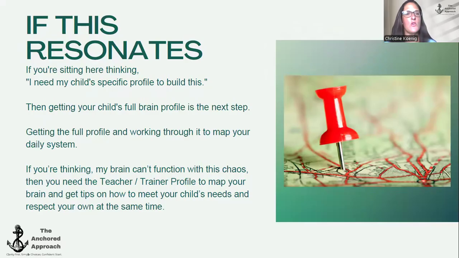So if this resonates with you, if you're sitting there thinking, I need my child's specific profile to build this, then getting your child's brain profile is the next step. It'll be working through the map for your daily system. So it's not generic. It is specific between parent and child, family scenario. So if you're thinking my brain can't function with this chaos, then you need the teacher trainer profile to map your brain and get tips on how to meet your child's needs and respect your own at the same time.